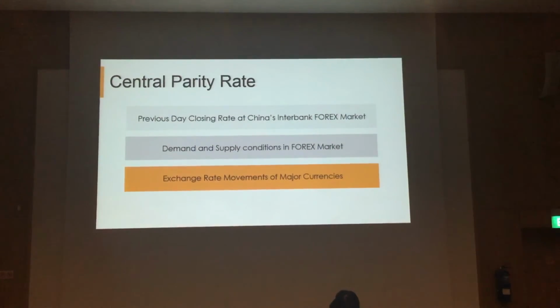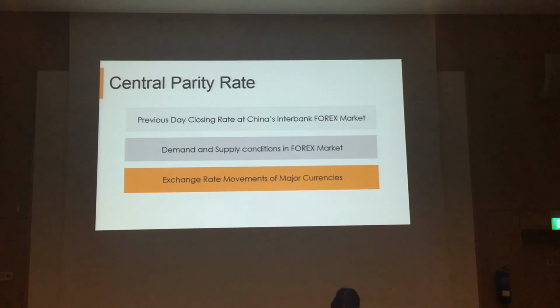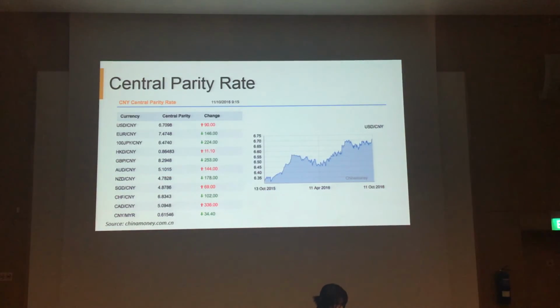And as China tries to allow market forces to play a bigger role, it sets the reference rate based on three areas. As you can see, the closing rate at China's interbank forex market the previous day, the demand and supply conditions, as well as the exchange rate movement of major currencies. You can actually find the daily reference rate on China's forex trade system website. So it's quite transparent in a sense.